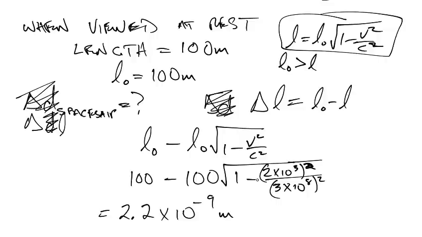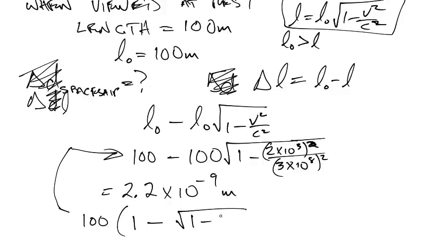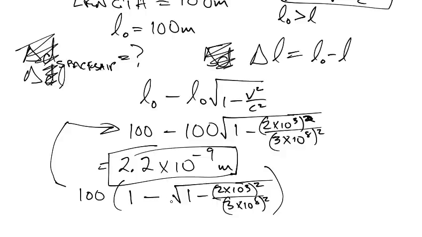Now, that is correct, but obviously there is one other way to do this. If you take this equation here and you change it into 100 multiplied by 1 minus the square root of 1 minus 2 to the power of 3 squared divided by 3 times 10 to the power of 8 squared. That's another way of doing it, depending on which way your calculator prefers, but you should end up with the same answer.